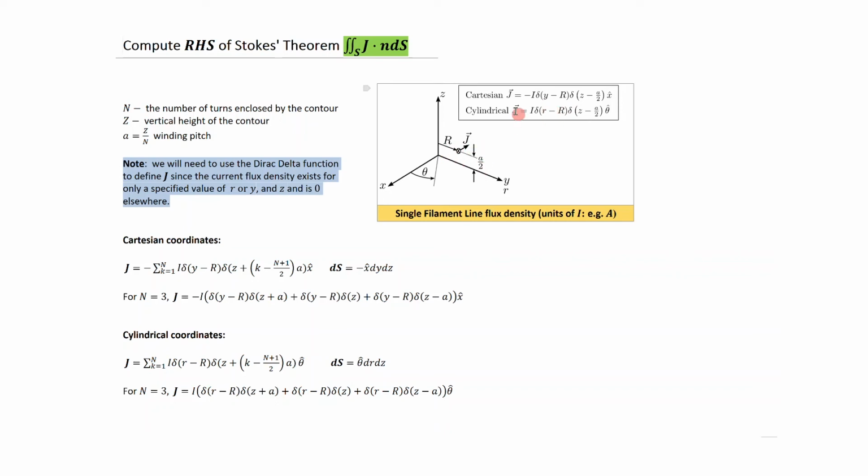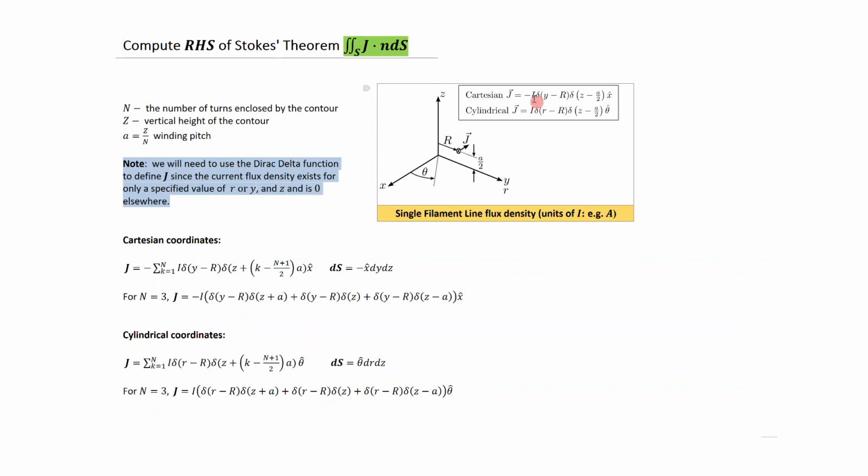Y is in this direction, and it's at R, so it's Y minus R. And the Z would be at some location which is offset by A over 2, so this is Z minus A over 2. And the direction of J is going to be minus this term. Why? Because it's in this direction, which is minus x hat. In cylindrical coordinates, this would be R in this direction, Z in this direction, so this would be delta R minus R. Again, this would be Z minus A over 2, but now this is the direction of theta hat. So this would be positive for Z hat.